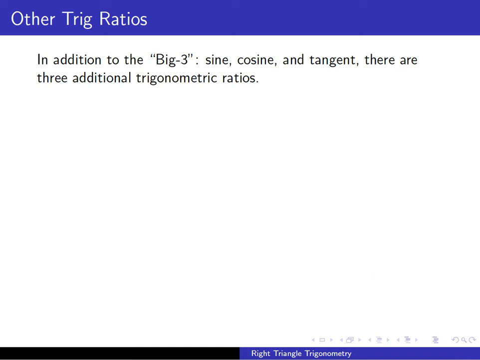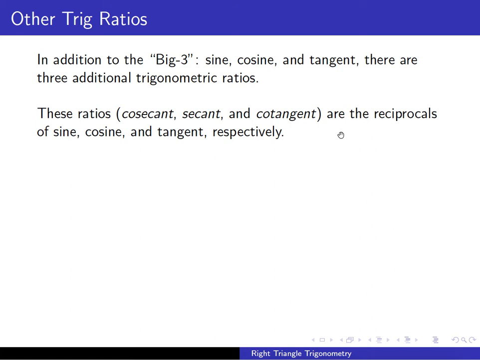Alright, in this video we're going to take a look at the reciprocals of sine, cosine, and tangent. So in addition to our big three, sine, cosine, and tangent, we have three additional trig ratios which are just the reciprocals of sine, cosine, and tangent. And those ratios are, in order, cosecant, which is the reciprocal of sine, secant, which is the reciprocal of cosine, and cotangent, which is the reciprocal of tangent.